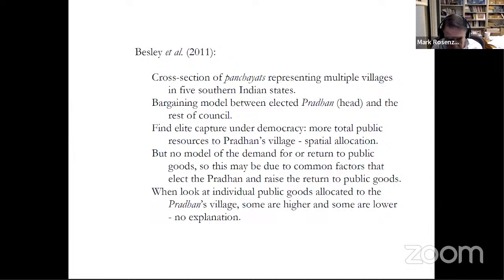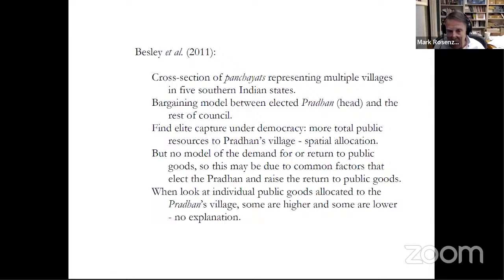What they show is that whoever is the pradhan, whoever's the head of the council, can explain where the total expenditures of public goods are allocated across the villages. In particular, more public goods are allocated to the pradhan's village. So there's an effect on the spatial allocation. Now, there's no model of the demand for the return to public goods. So it's actually not possible to say whether this is a good or bad thing.